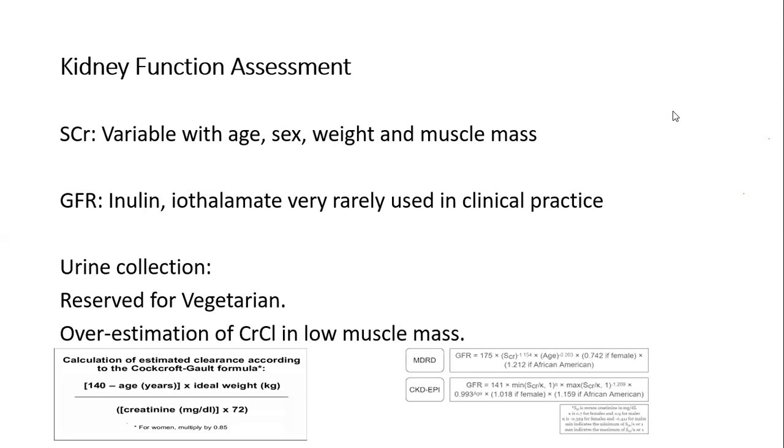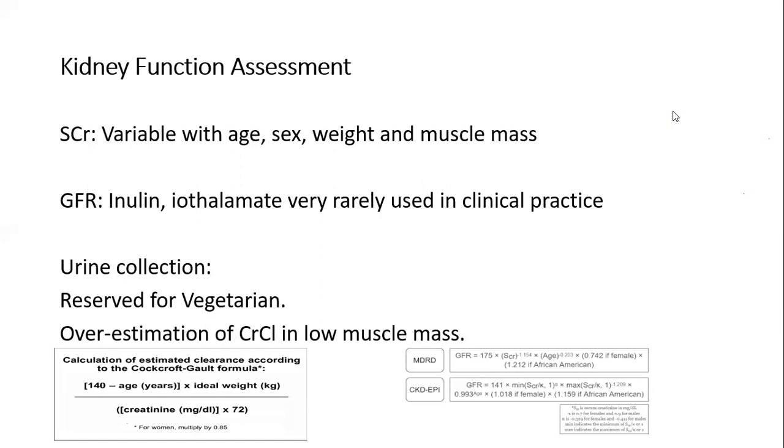So it's 140 minus age in years, times ideal body weight, divided by serum creatinine times 72. And for women, you usually multiply it by 0.85, since the muscle mass in women is less compared to males. But the problem is that it's variable and not very consistent. In patients with very erratic renal function, like acute kidney injury, or sepsis cases admitted in the ICU, Cockcroft-Gault is very inaccurate. There have been studies on the Jelliffe and Brater equation. There have not been enough studies, but that equation is also used for critically ill patients.